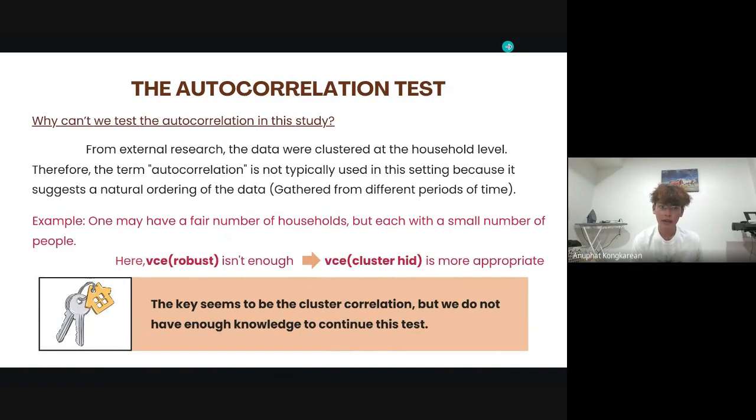And here we also have a problem with the autocorrelation test, because we cluster the data at the household level, so autocorrelation is not typically used in these settings because it suggests a natural ordering of data. Our data is gathered from different periods of time, so robust isn't enough. We have to use the cluster command in Zetas, which is more appropriate.